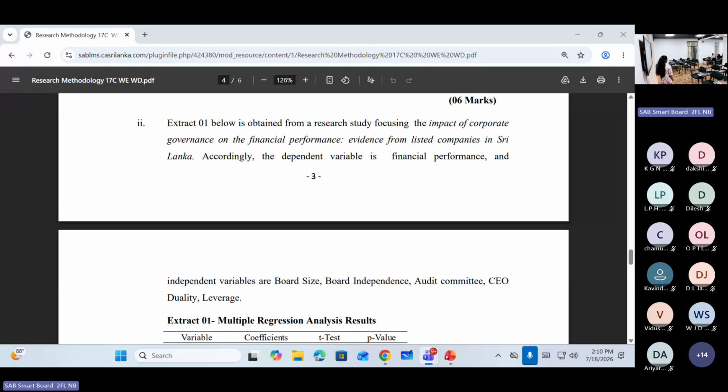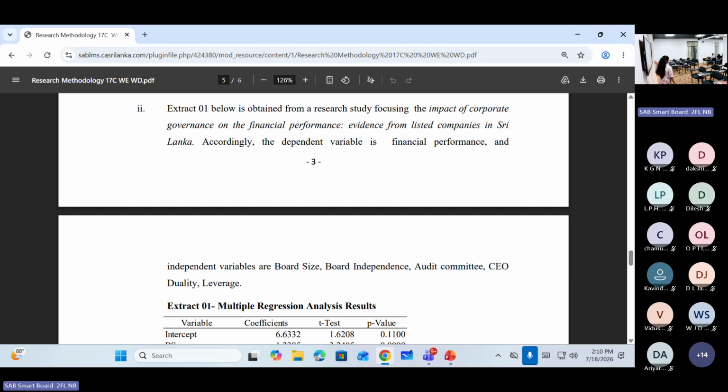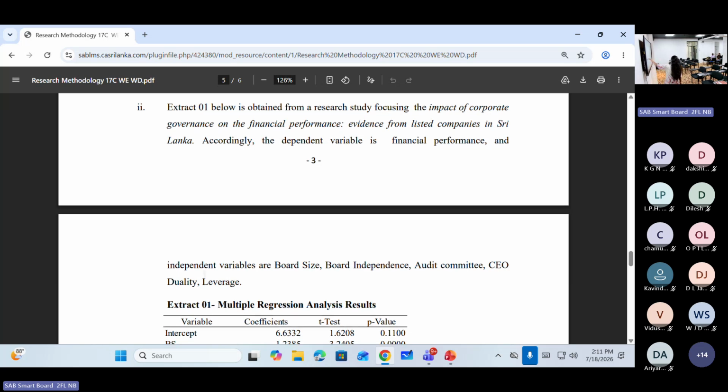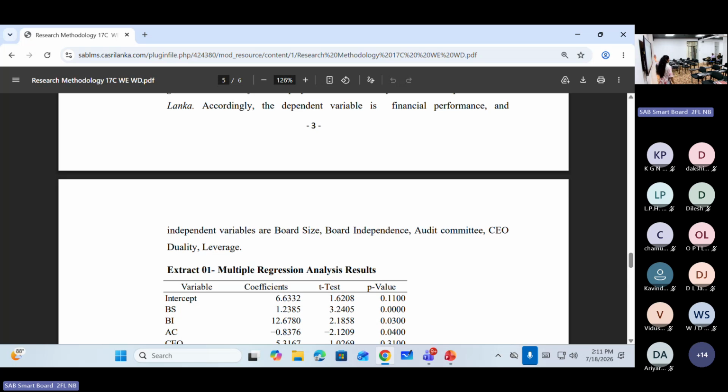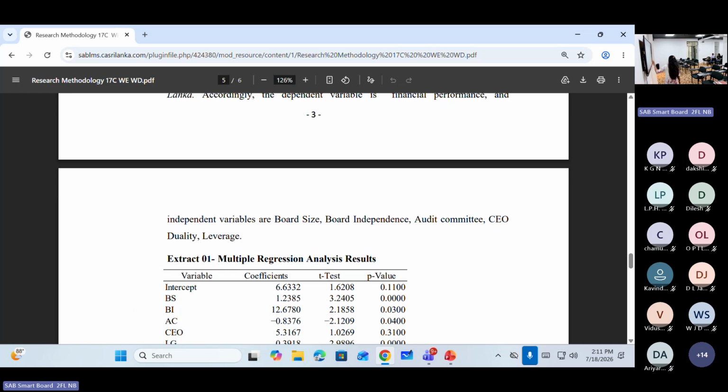Financial performance, right? Independent variables: the main variable is one, corporate governance. Corporate governance is the main independent variable. Under that, there are several sub-independent variables: board size, board independence, audit committee, CEO duality, and leverage. These are five independent variables. Can anyone draw the conceptual framework for this?